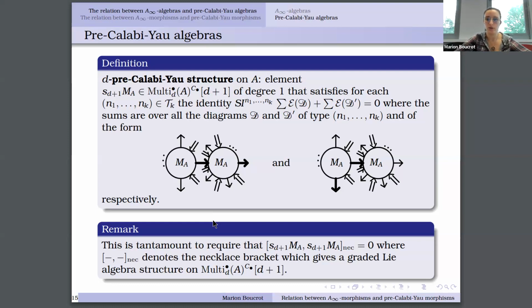In fact, the original definition used the necklace bracket. This definition is tantamount to requiring that the necklace bracket of this element with itself is 0. And this necklace bracket is in fact a graded Lie bracket on this shifted invariant multidual. It's in some sense related with the Gerstenhaber bracket, which is the one used for defining infinity algebras.